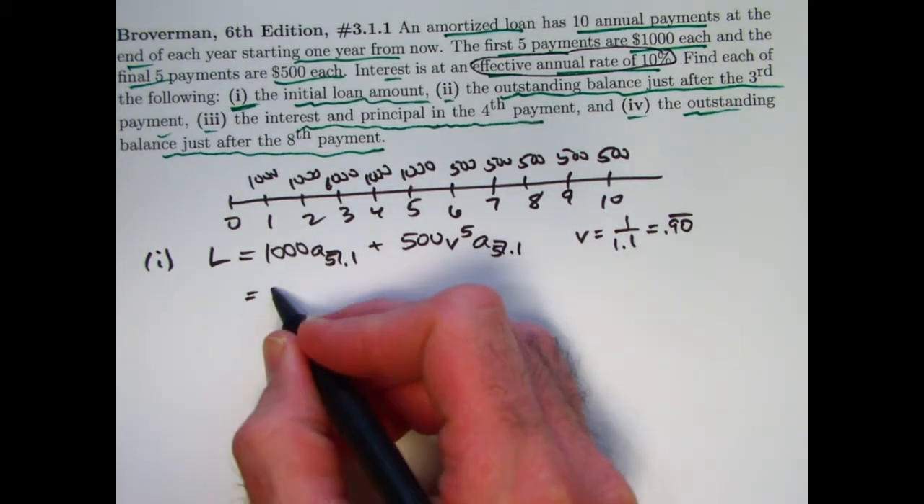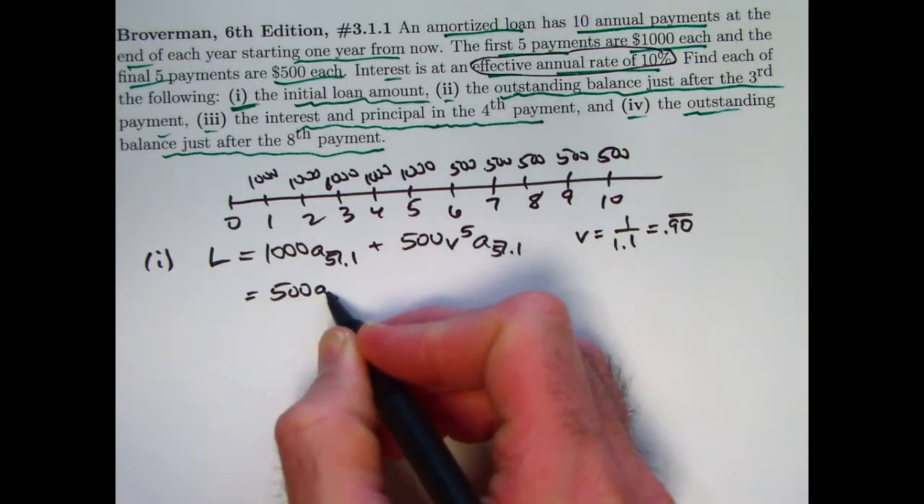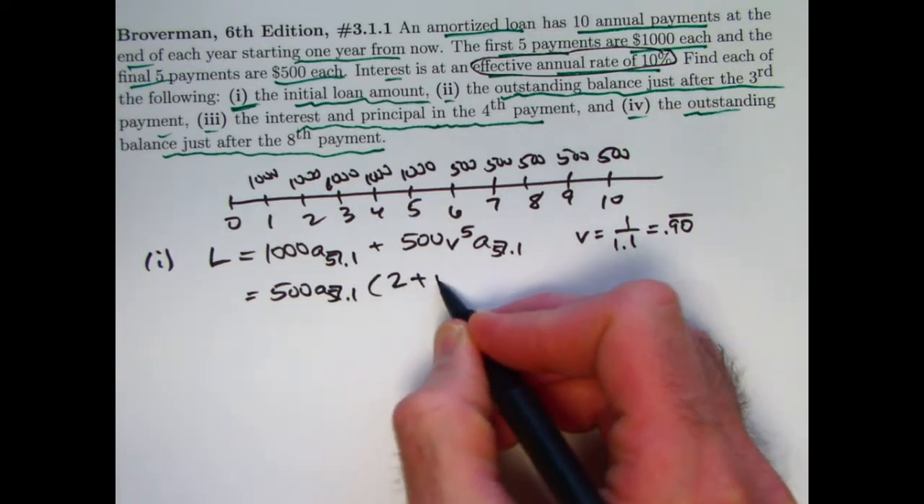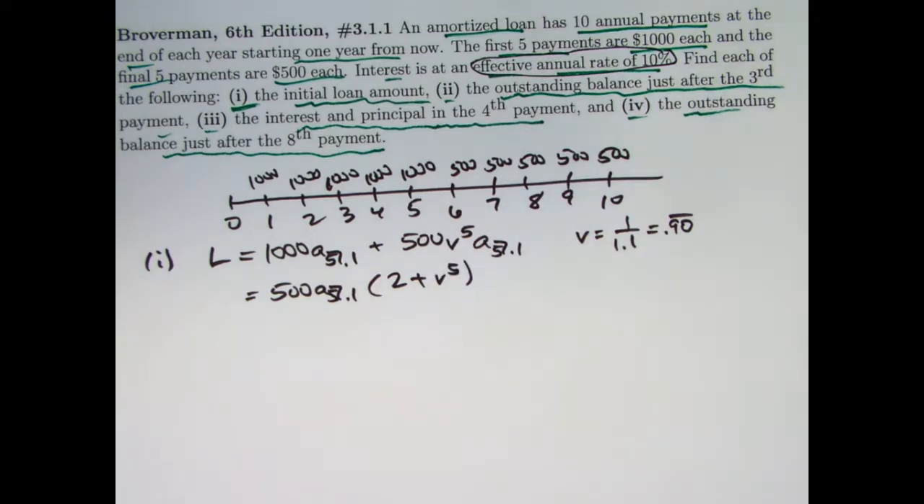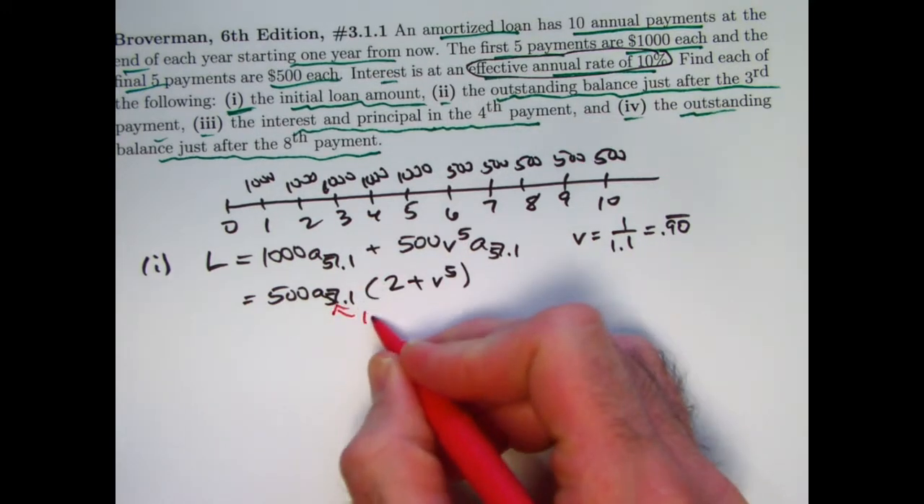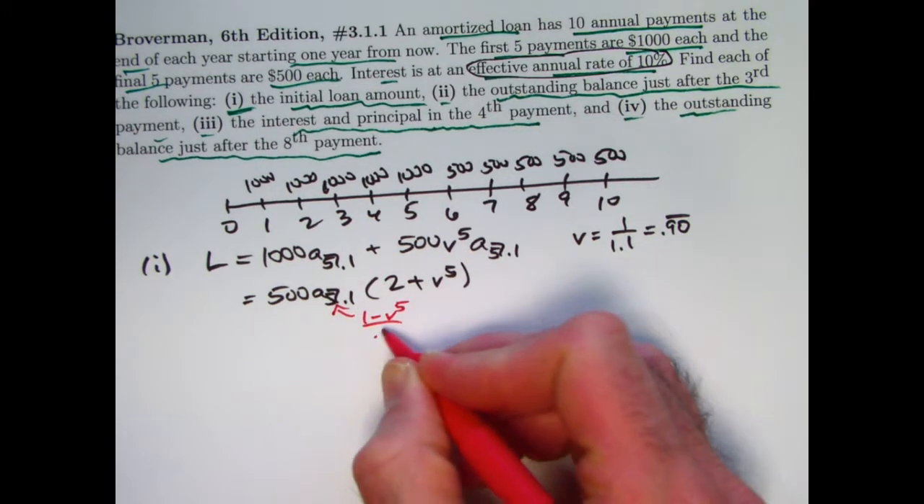All right, so now it's just a matter of finding these things. You might want to factor out a 500 a angle 5 like this if you like. You don't have to, but that might make your work a little bit easier. Of course, a angle 5 is going to be 1 minus v to the 5th over 0.1.